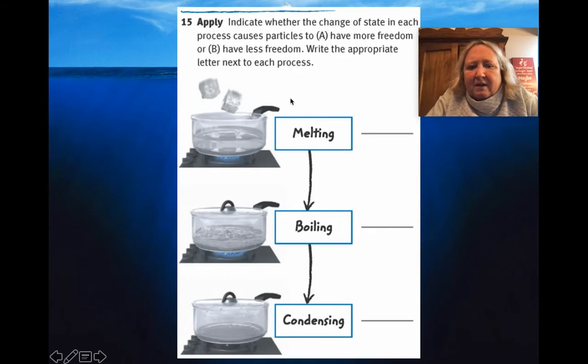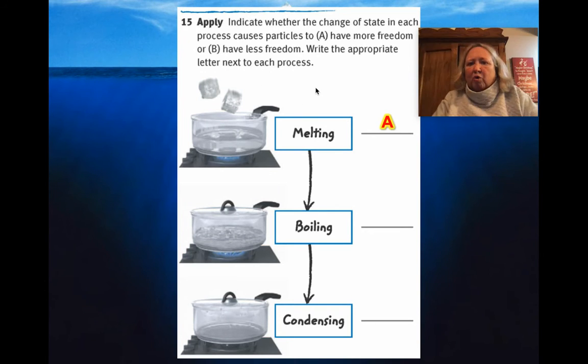All right, so let's look here. Indicate whether the change of state in each process causes the particles to have more freedom to move about or less. So more freedom would be an A, less freedom would be a B. Okay, so melting of ice. Are the particles going to have more freedom to move or less? Well, they would have more, because in the ice they have less freedom. They're a solid. Remember, they're just vibrating in place.